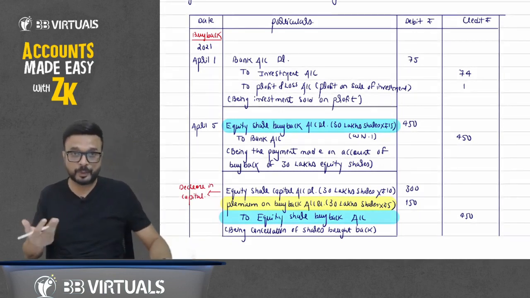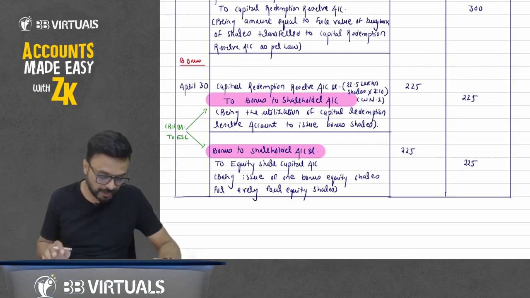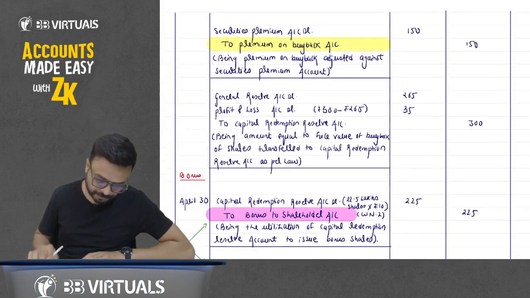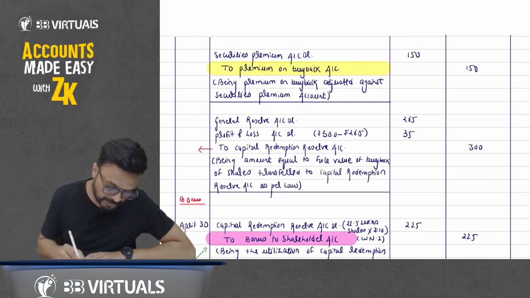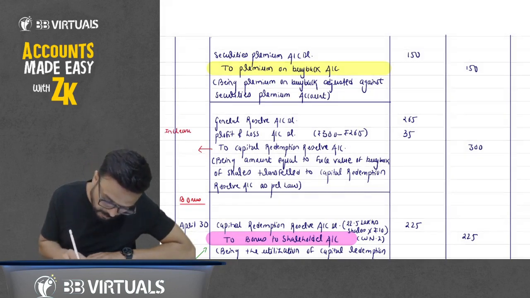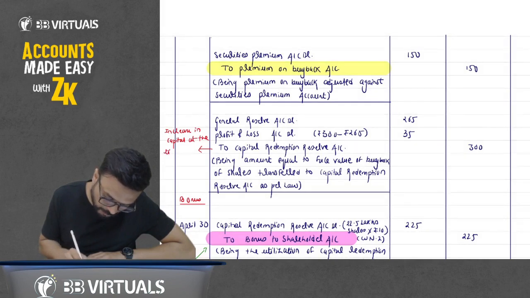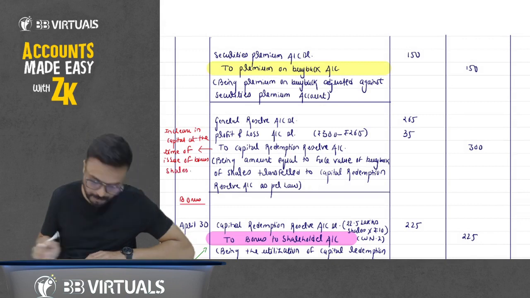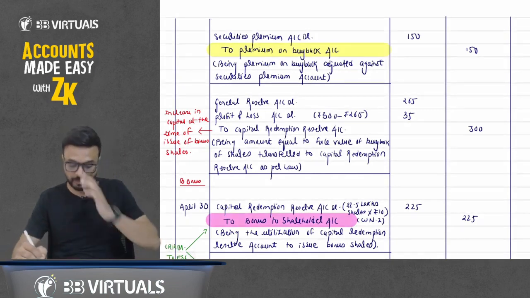So with the same amount, capital should be increased also as per law. Here we have not issued any shares in the market, so there is no increase in capital right now. But there will be. Here you have transferred to CRR account. If you have transferred to CRR account, there will be an increase in capital at the time of issue of bonus shares, because CRR can be utilized only and only for the purpose of bonus issue.